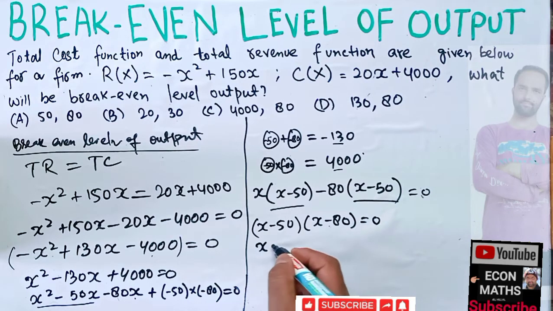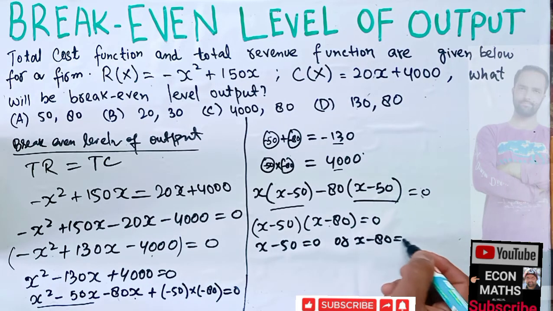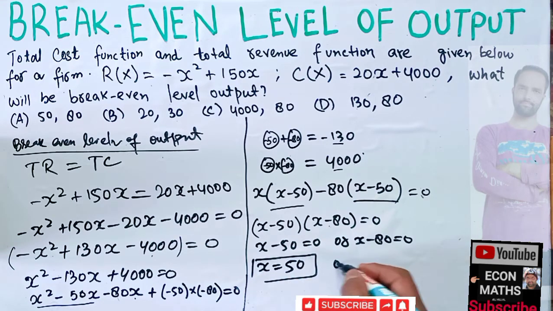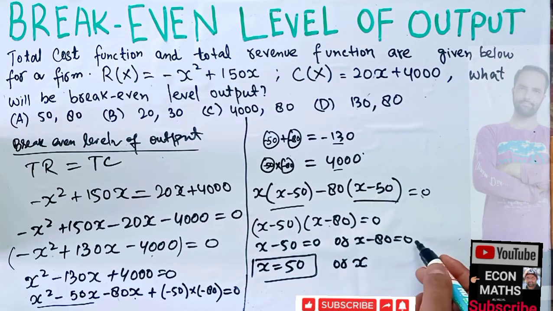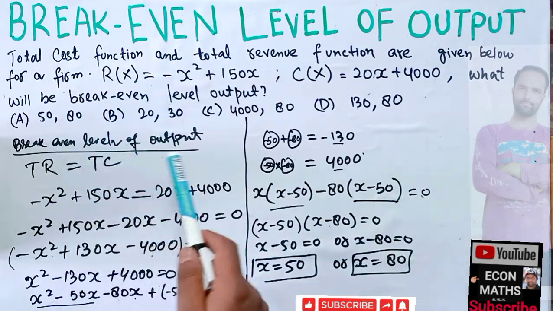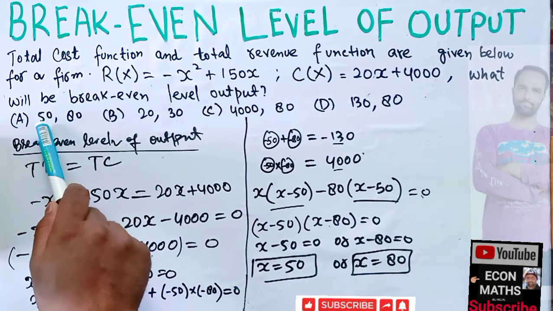That means either x minus 50 is equal to 0, or x minus 80 is equal to 0. If this is 0, that means x is equal to, transposing this here, 50. Similarly, if I transpose this minus 80, it will become plus, so we get here 80. So we got two values for x. That means the level of output where we get break-even point will be 50 and 80. I guess option A should be correct, 50 and 80.